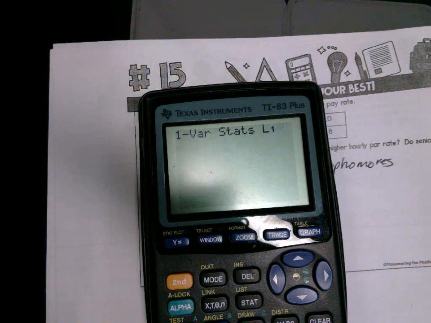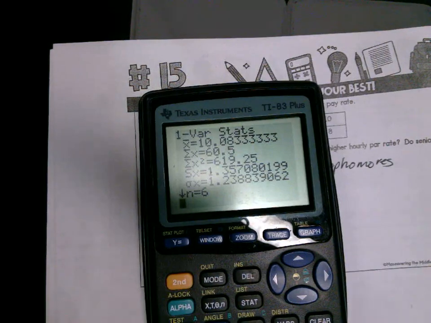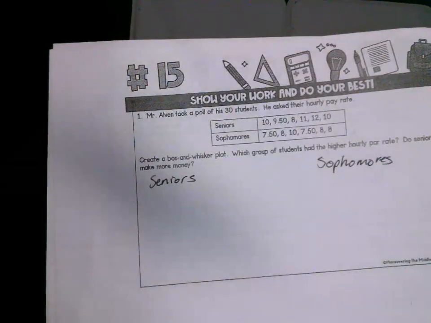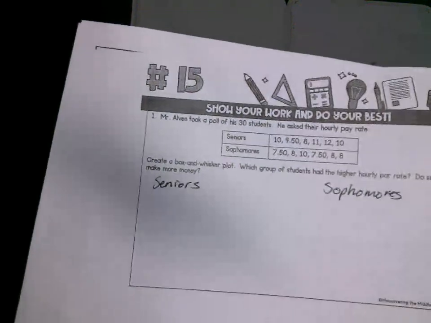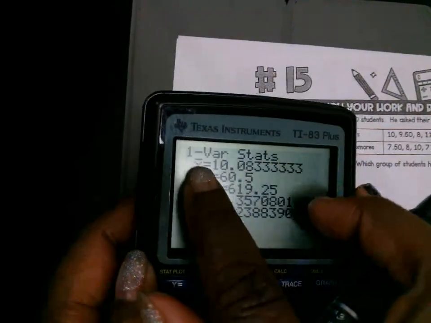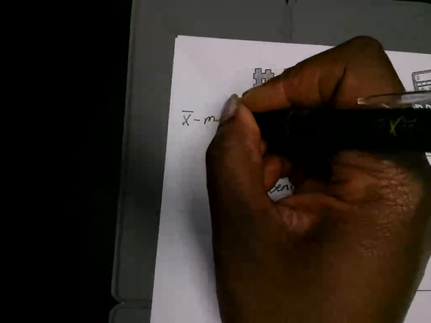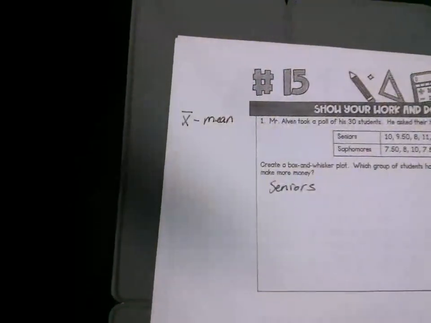All right. So now press enter. All right. So now this is what these mean. Okay. Please listen. Don't freak out. Please listen. Along the sides, I'm getting ready to tell you. Do you see right here the X with the line over it? This means mean or average. So it automatically tells you what the average of the numbers are.